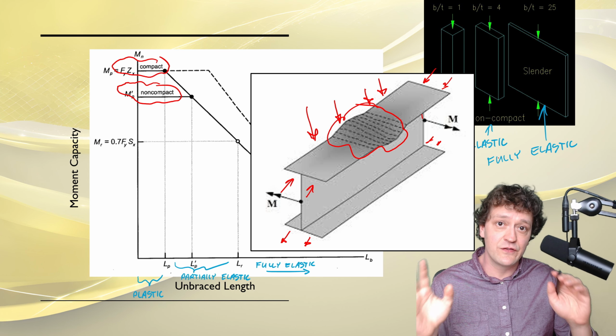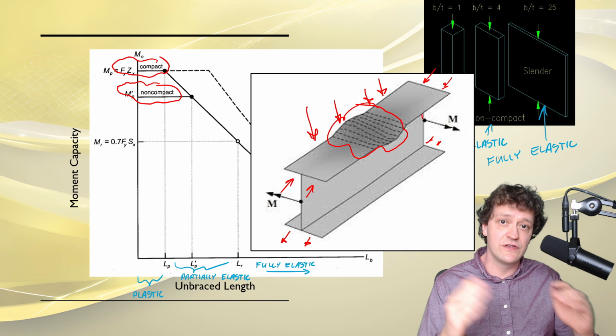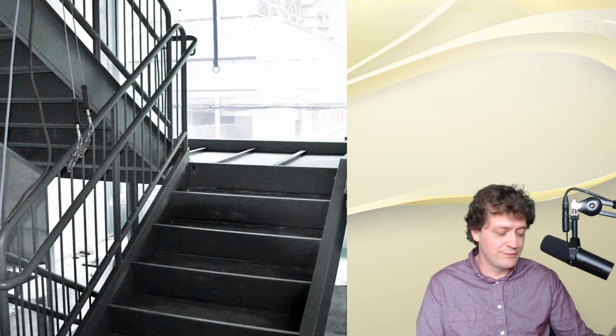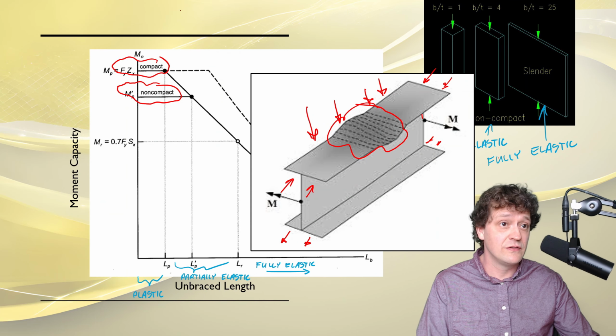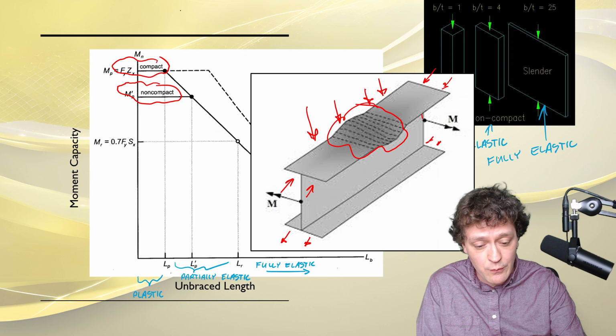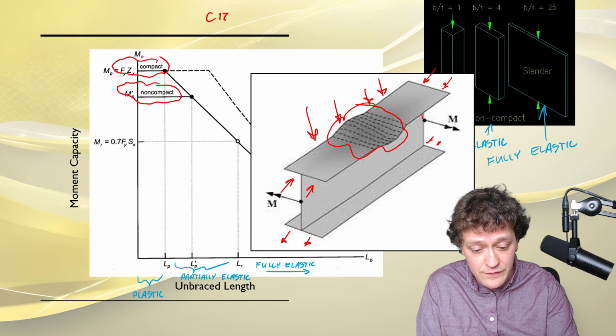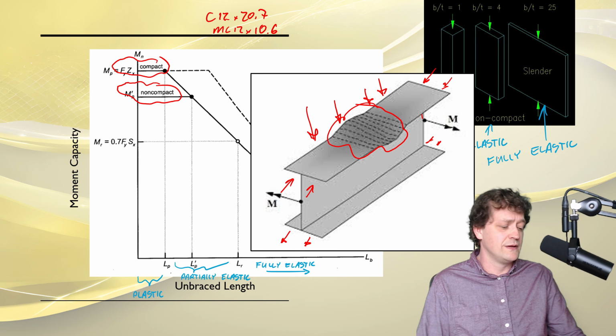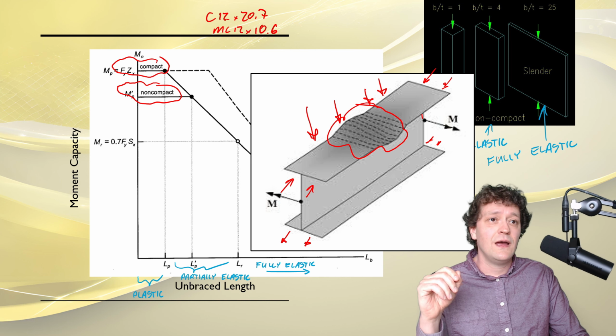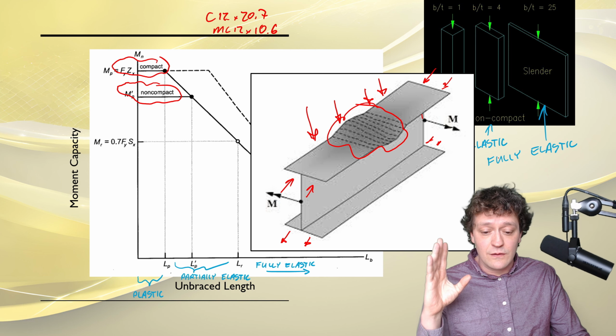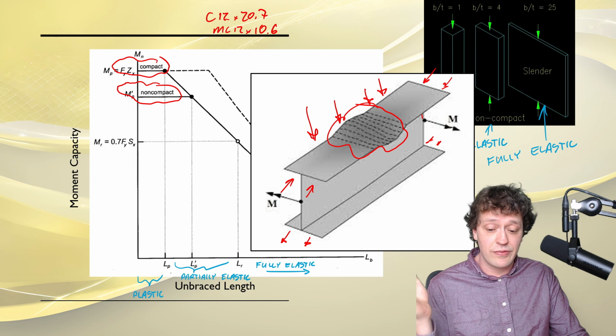Now the thing about it is, for most steel stair construction, you're dealing with either a C12 by 20.7 or an MC12 by 10.6. Was it 0.6? Maybe it was 0.6. And those sections are both compact.